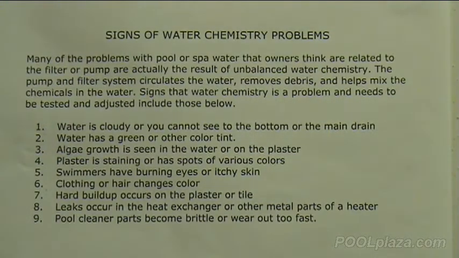Cloudiness in the water can be a problem caused by the filter or the pump, but most often it is a water chemistry problem. Sometimes the water may turn green or have some other color tint to it, and sometimes algae growth may be seen in the water or on the plaster. These are also problems caused by water chemistry. If the plaster has stains or spots on it, this is another reason to test your water to determine what's causing those stains and get rid of them.